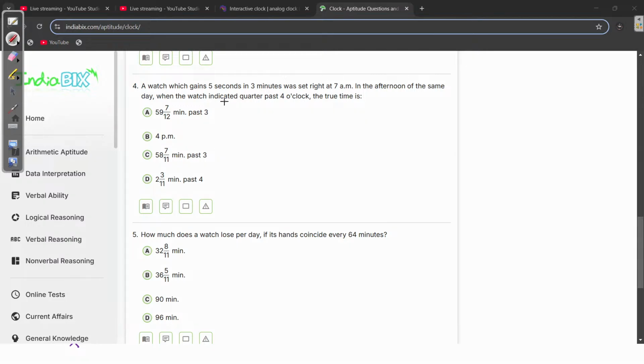So what he is doing is, a watch which is gaining, guys, gaining 5 seconds for every 3 minutes. That's the gaining case. It is gaining 5 seconds for every 3 minutes, and you are setting it right at 7 a.m. Okay, you are setting this one at 7 and this one also at 7.